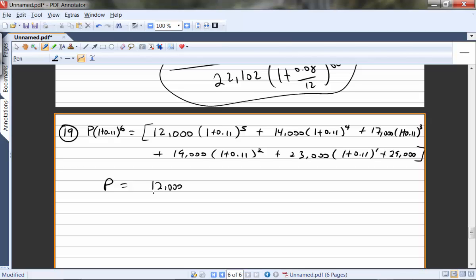So P then equals 12,000 times 1.11 to the power of 5 divided by 1.11 to the power of 6. That just leaves 1.11 to the power of 1 on the bottom. Plus 14,000 times 1.11 to the power of 4 divided by 1.11 to the power of 6. That leaves 1.11 to the power of 2 on the bottom, and so forth.